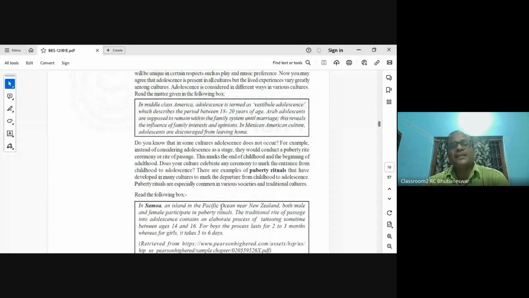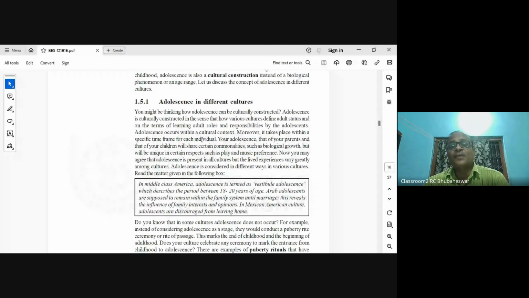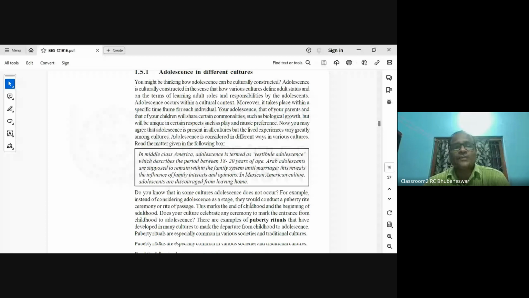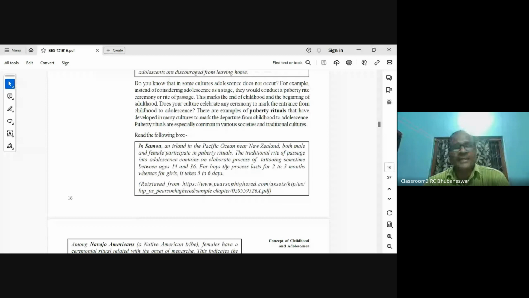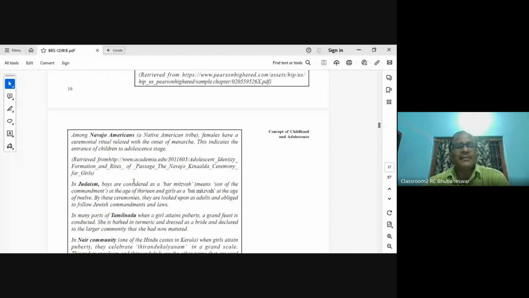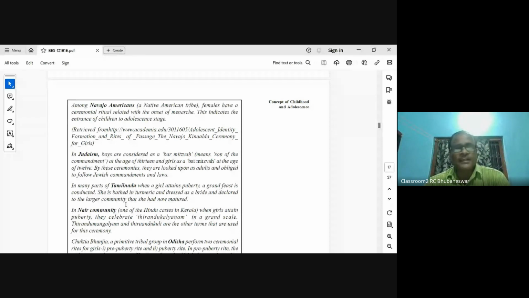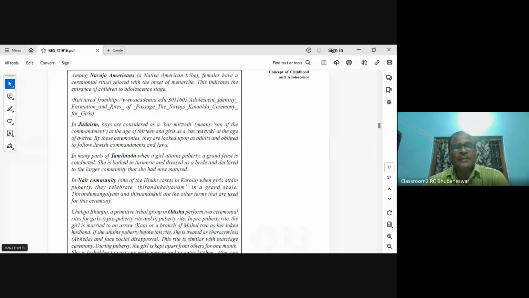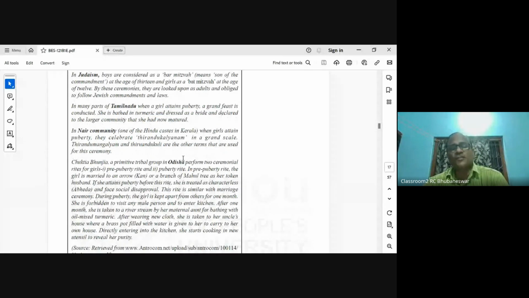Okay? So these are the differences in different cultures about adolescence. In middle class American, they think 18 to 20 years is the period of adolescence. Arab adolescents, till marriage they are treated as adolescents. Mexican American is also another thought and practice. Solomon Island, there is also another practice. So a number of cases are there. Tamil Nadu, Nair community, Kutia Kondh, a primitive tribal group in Odisha. So these are the different examples. In different communities, in different cultures, the period of adolescence is treated differently.